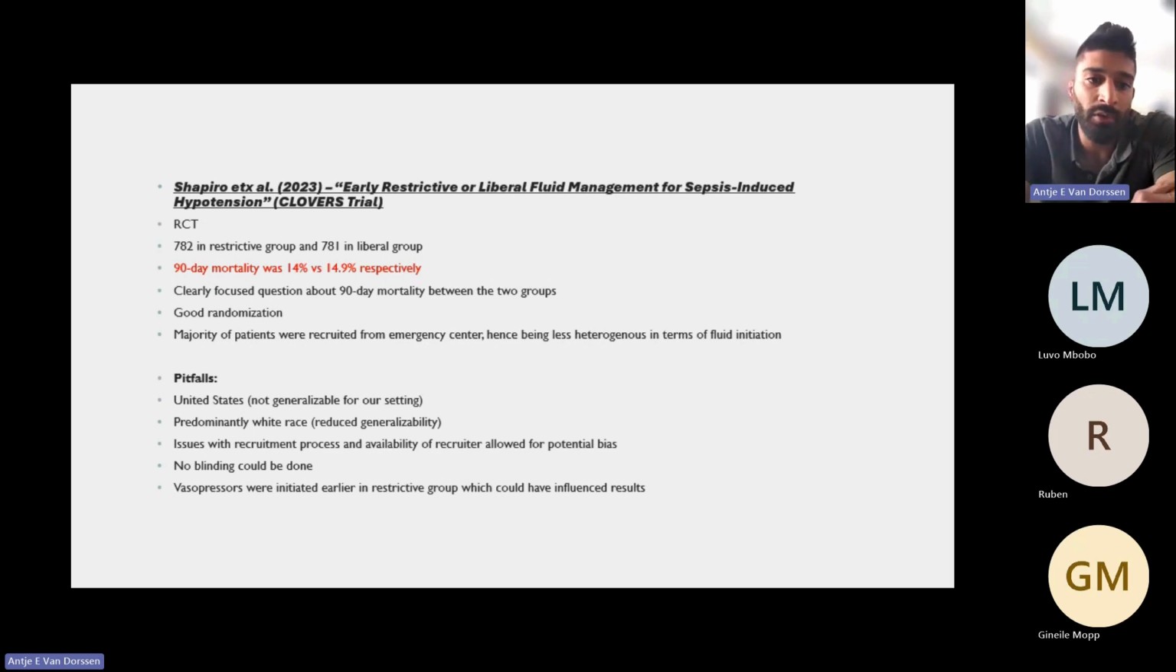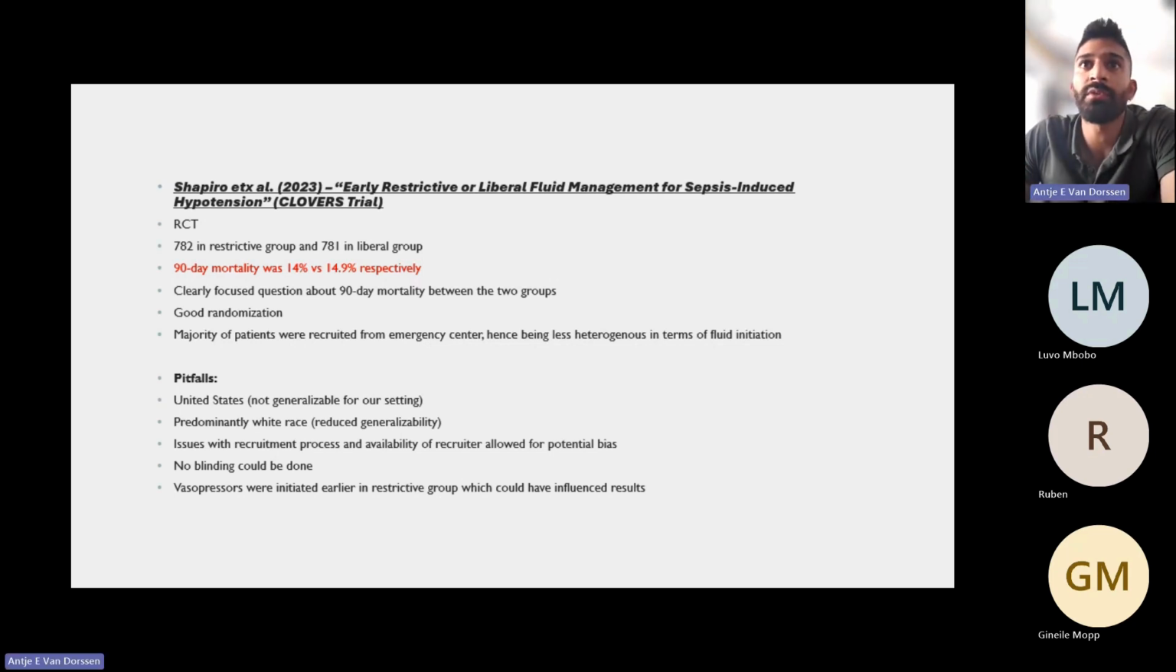However, again, multiple pitfalls. The study was done in the States, therefore limiting the generalizability in our setting. Also, predominantly white patients were included, which again reduced generalizability for us. There were also issues with recruitment in that some days the recruiter wasn't available, and therefore a lot of patients were missed, which could have accounted for some bias. And again, no blinding could be done in this trial.